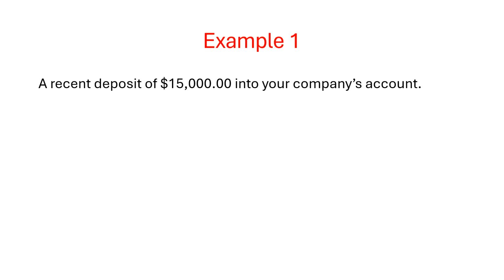Now, in this portion of the video, we will go over practical examples of how to classify assets and liabilities. Example 1. A recent deposit of $15,000 to your company's account. Well, we know that this will be an asset, but what type of asset will it be? The answer is a current asset. Remember, current assets are things that can be converted into cash within 1 year.